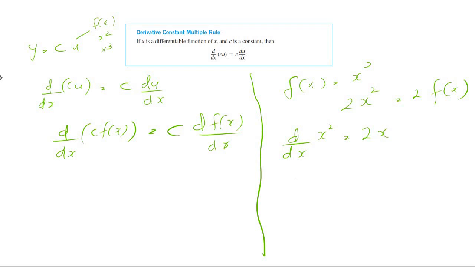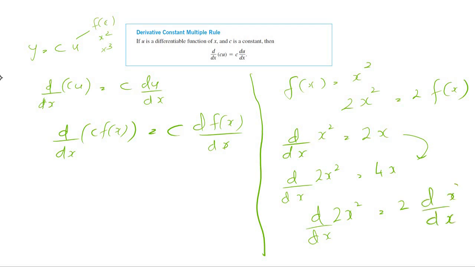And if we take the derivative d over dx of 2x squared, we get 4x. So this proves that the derivative of 2x squared is equal to 2 times the derivative of x squared.